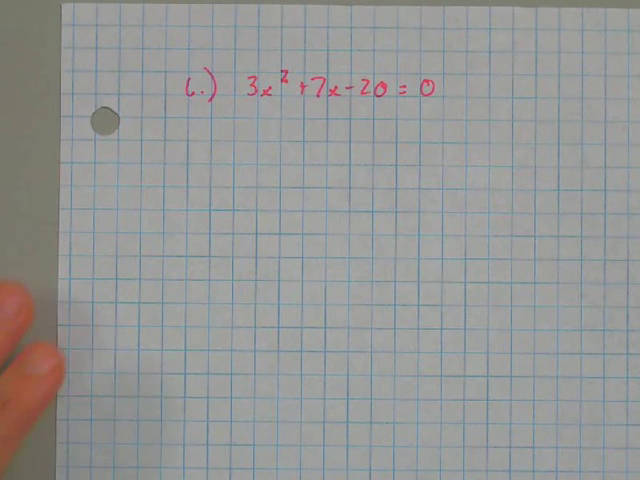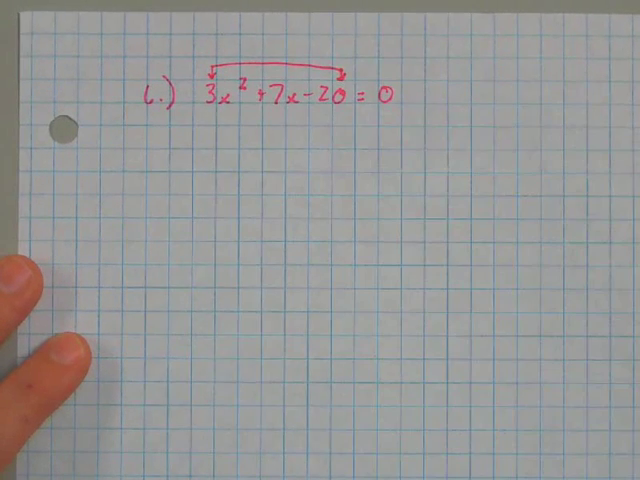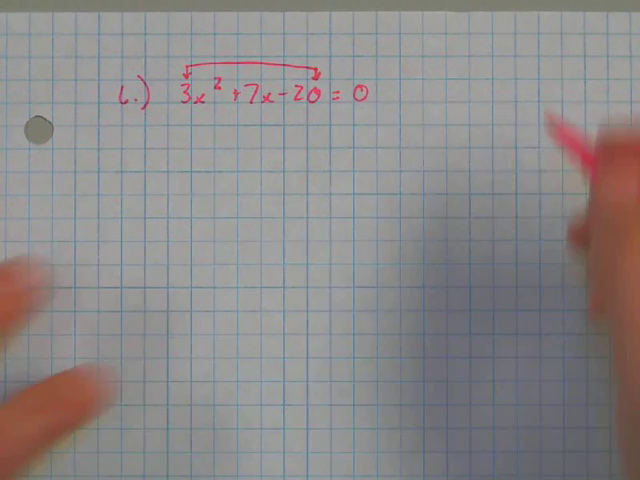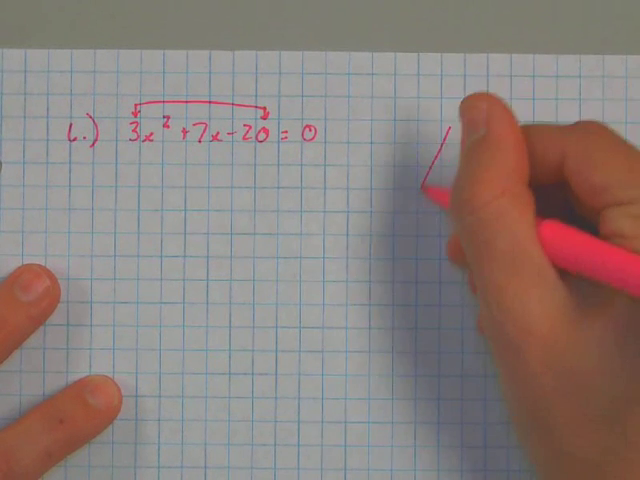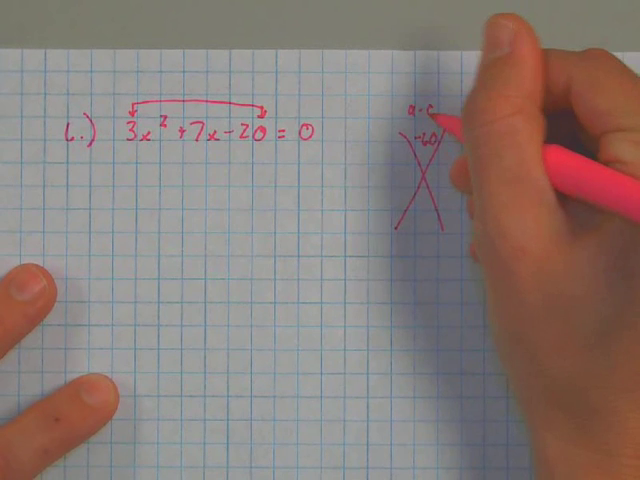All right, so I need to multiply the a times the c, and then go to my big X. You're always going to multiply a times c, so be careful with the sign. You're actually looking for negative 60. So I have negative 60 here, because it's always a times c. Then I have 7 there.